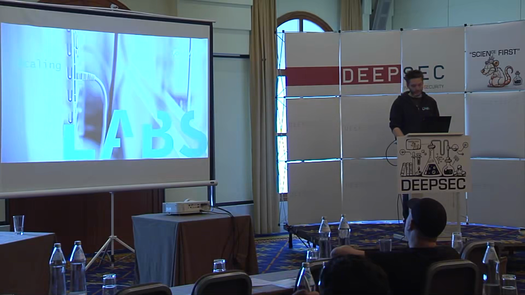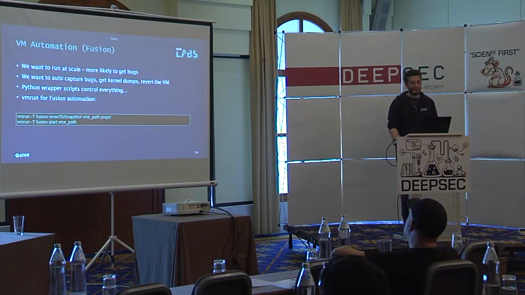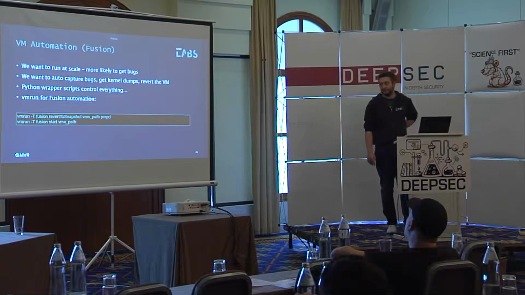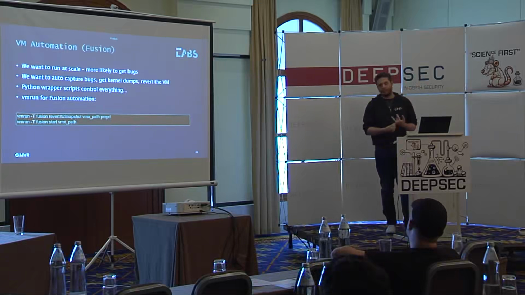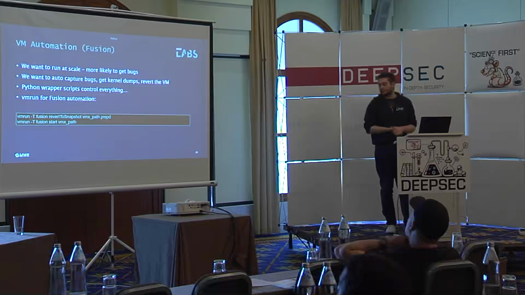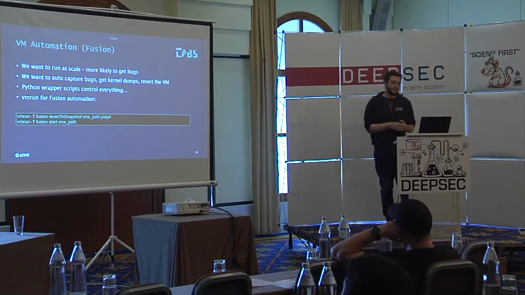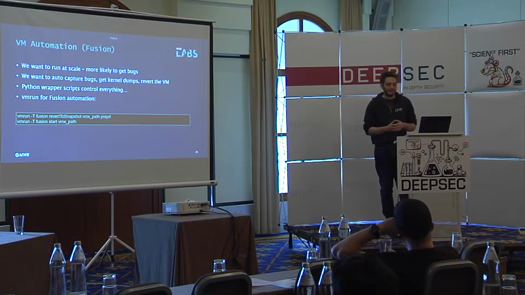So, scaling. With fuzzing, we want to run as much as possible and run at scale. Why run one fuzzer when you can run hundreds? That's just going to mean we're more likely to get bugs. The other thing we're really keen to do is auto-capture the bugs that we find, getting kernel dumps, reverting the VM, and automating it as much as possible. So it's literally click and play: launch a fuzzer, it'll launch hundreds of instances, and then hopefully we'll get a bunch of bugs back at the end.